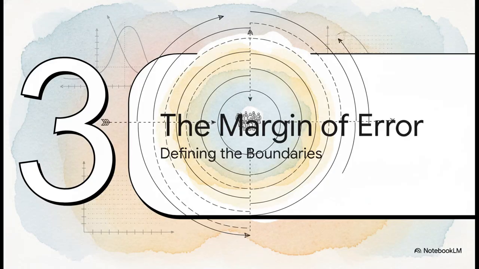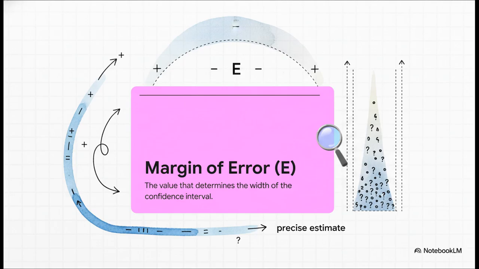So, how wide should the safety net be? Is it big? Is it small? Well, that's determined by something we call the margin of error. The margin of error, we just call it E. This is that plus or minus number you always hear on the news when they talk about polls. It's basically our wiggle room. It tells us how much uncertainty we have wrapped around our point estimate.